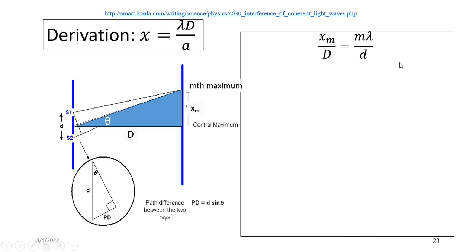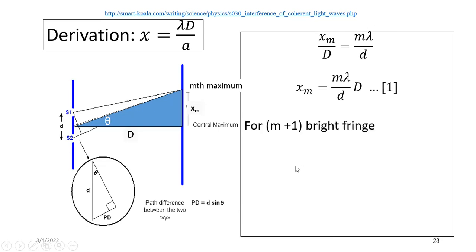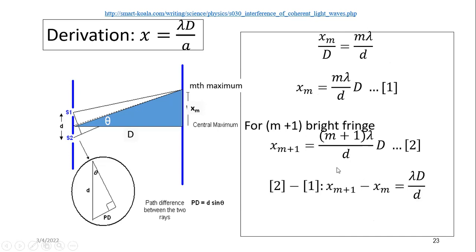Okay, so that's the equation that we have derived. That's equation 1. For m plus 1, we just replace m with m plus 1 here. That's the second equation. Then we subtract. Remember, the distance between the m plus 1 and m is your x. That is your x separation, sorry, the fringe spacing. This one subtract that, you get lambda over d. So that's the equation that we want.